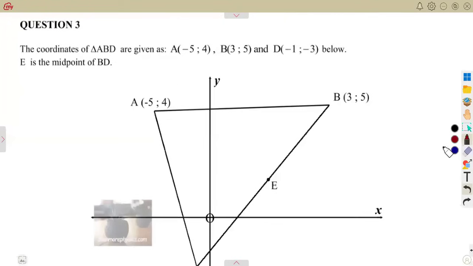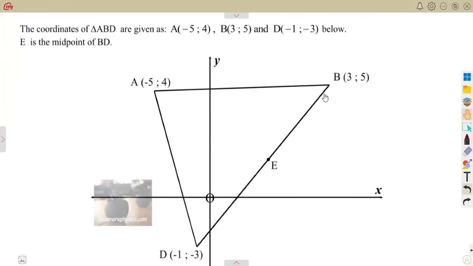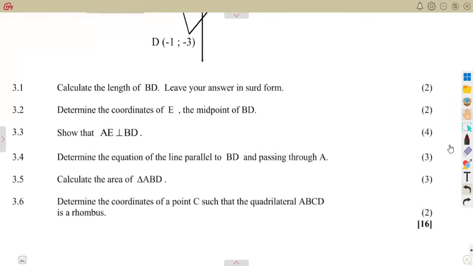So moving on to question number 3, we are given the coordinates of triangle ABD. These are the coordinates that we are given: A(-5, 4), B(3, 5), and D below. E is the midpoint of BD. So that is the information that we are given. Out of this information, the first question, 3.1, is to calculate the length of BD and leave your answer in surd form. It is not just to calculate, but the answer is supposed to be given in surd form.